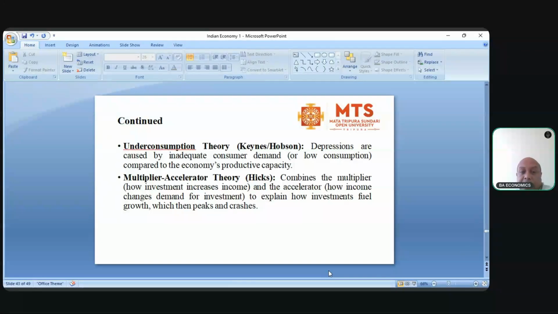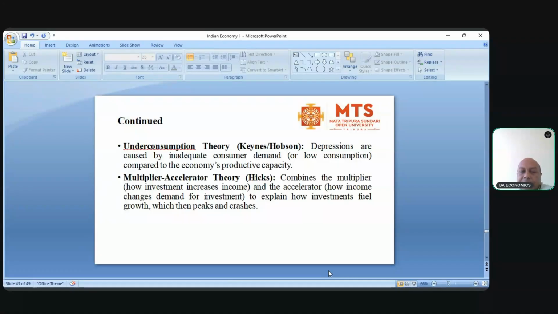Multiplier accelerator theory. This theory was introduced by Hicks, and Hicks identified that the trade cycle basically happens because of the multiplier and accelerator effect. So what is the multiplier here? The multiplier basically means that when investment increases, it directly affects the income level. So it is known as a multiplier.